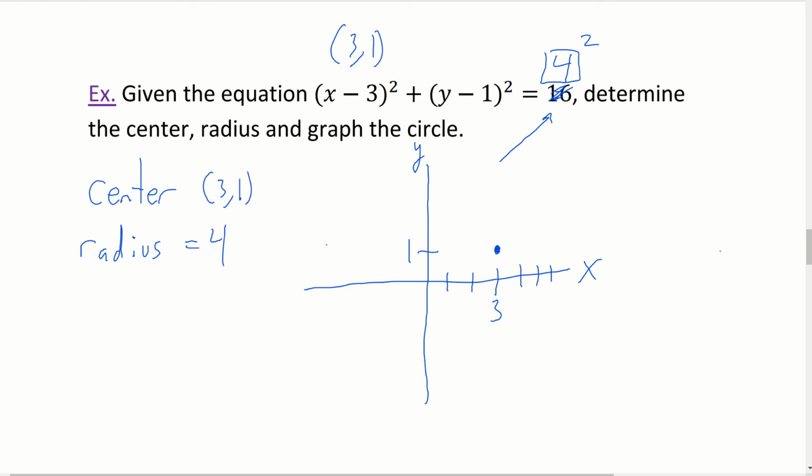So what I would recommend doing is simply go 4 units to the right. We can also go 4 units up, 4 units to the left, 1, 2, 3, 4, and then also 4 units down, 1, 2, 3, 4. That'll give us our boundary points there, and then just as best you can, try to very nice and neatly draw your best example of a circle. And that's not the best circle I've ever seen, but you get the general idea. The center is at (3, 1), and it would have a radius of 4 units.